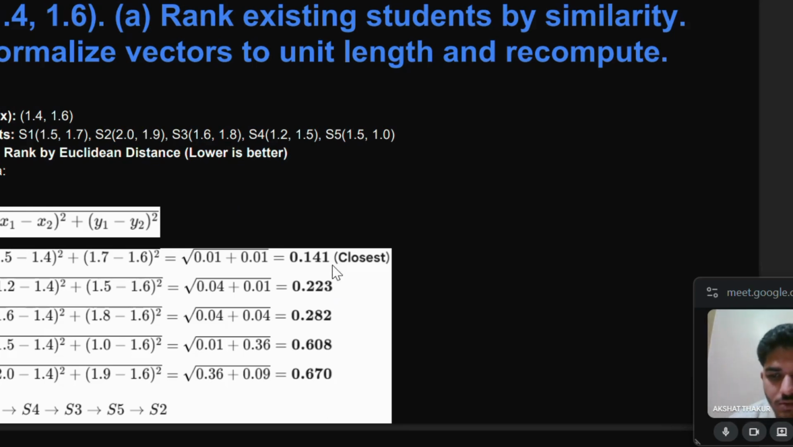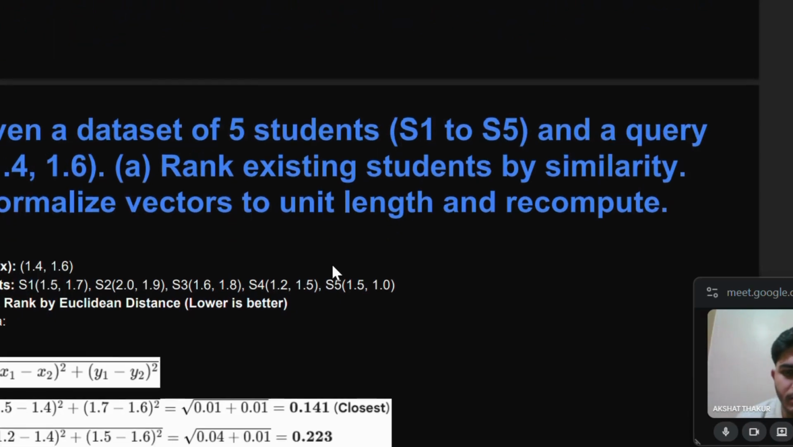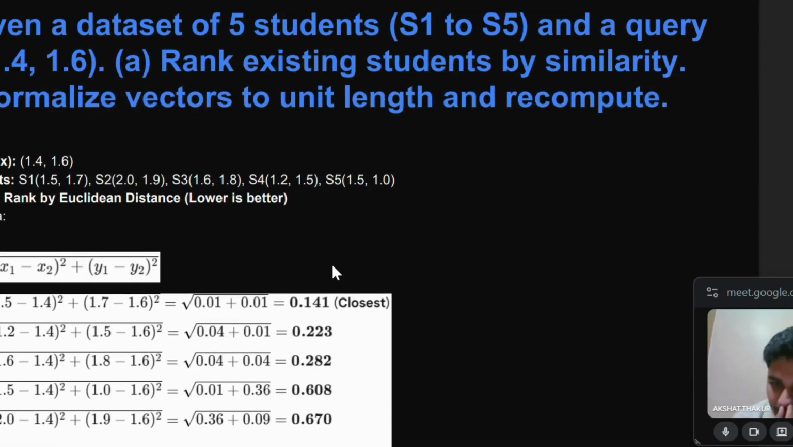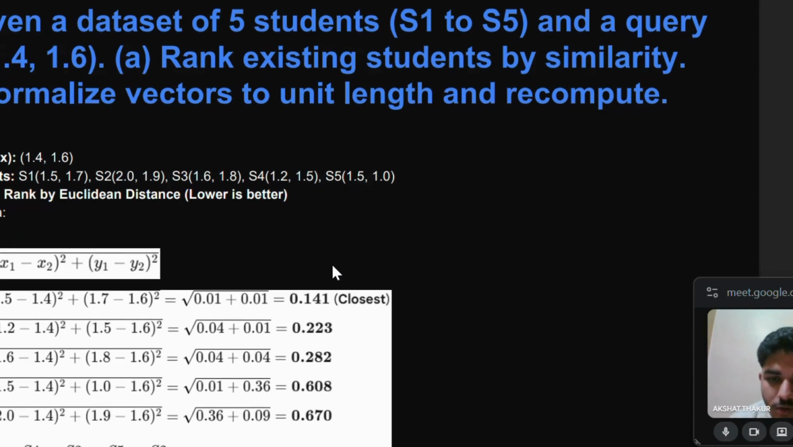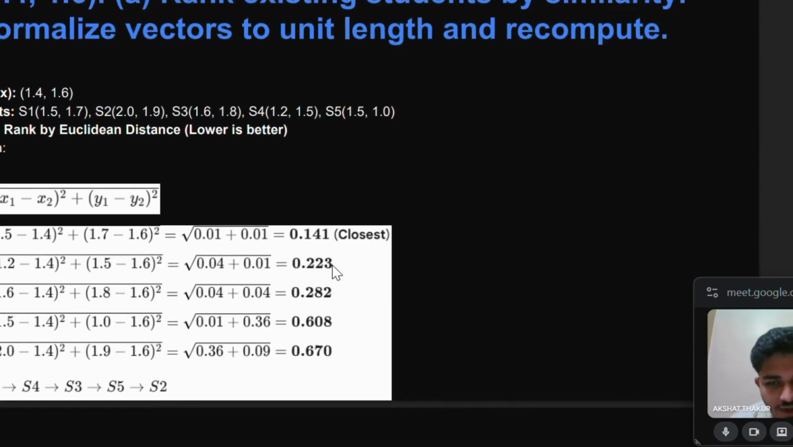These are the values which we'll get. So we'll rank these. The 1.141 is the closest value to our query. Then 0.233, the second value, is the least, so we will place it last. S4, 0.68, will be second closest, so we place it there. Third is S3, 0.282, then S5, 0.670, then S2.